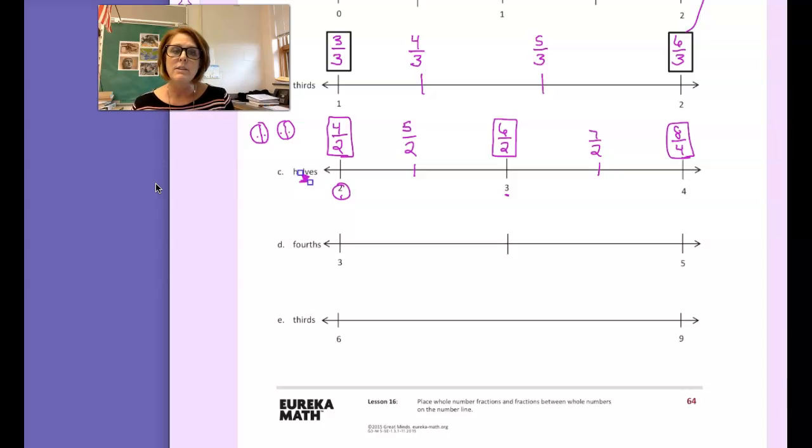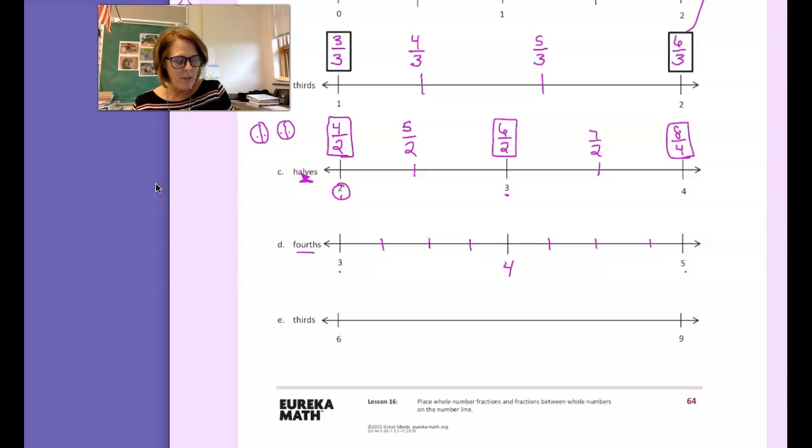Let's go down to letter D. So we have 3 and 5 on our number line. The missing whole number in the middle is 4. And between each whole number, we're going to divide it into fourths. So I'm going to do 3 lines because that gives me 1, 2, 3, 4 equal parts. I'm going to do the same over here.